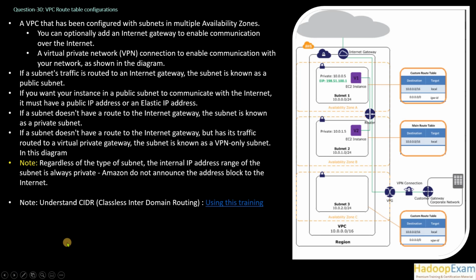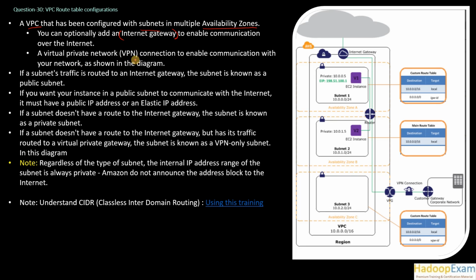Now let's learn about the VPC route table configuration and some details, and that concept would help to answer that question. A VPC that has been configured with subnets in multiple availability zones, correct? So you have a VPC, you have multiple availability zones, and you created subnets in this. You can optionally add an internet gateway to enable communication with the internet. So an internet gateway is required.